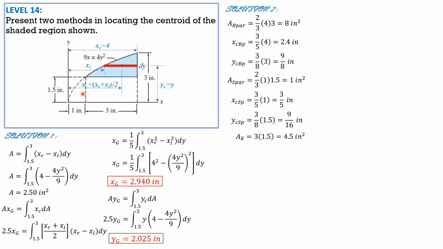And for x sub c of rectangle, it is 1 plus half of 3, 1.5. So 1.5 plus 1 is 2.5. X sub c of rectangle, 2.5. Y sub c is, of course, half of 1.5, so 0.75.